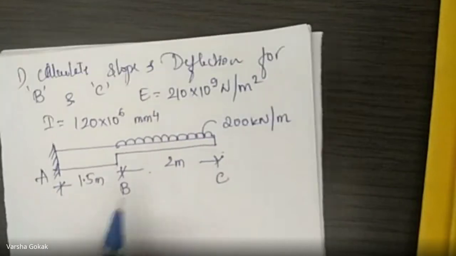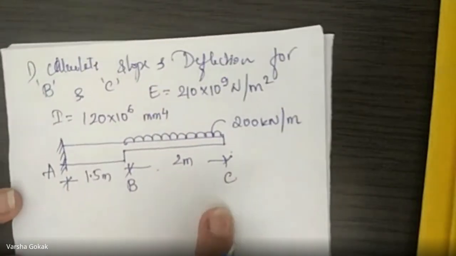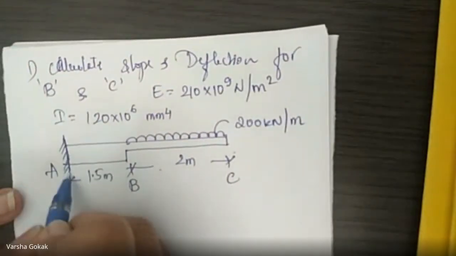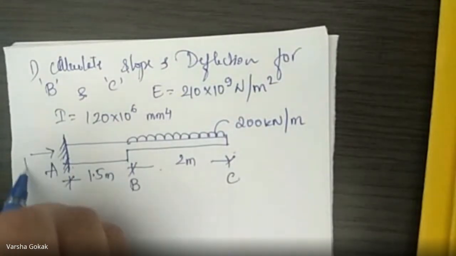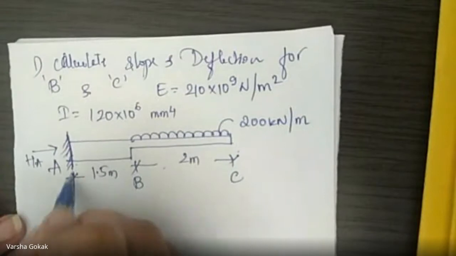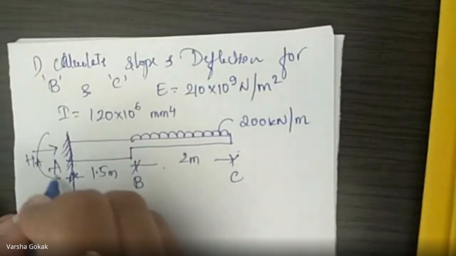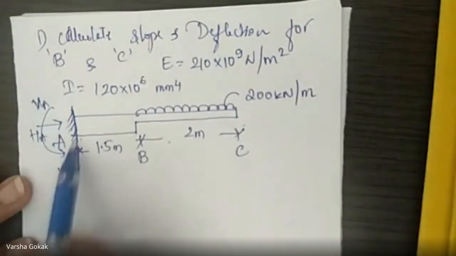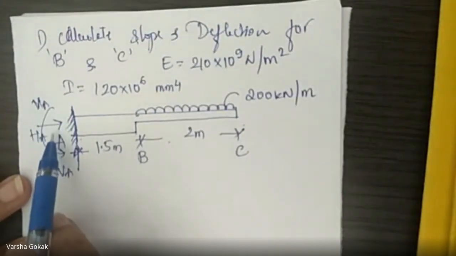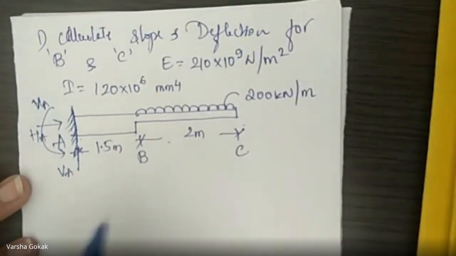Okay, so let us start. First, I need to find the unknown reactions. Unknown reactions, that is, this is a cantilever. So at a cantilever, I will have a horizontal reaction, I'll call it HA. I will have a vertical reaction, called VA. And then we will have a moment, let us call it MA. So first we will find all these three unknowns using the equations of equilibrium. And then we will plot the bending moment diagram.